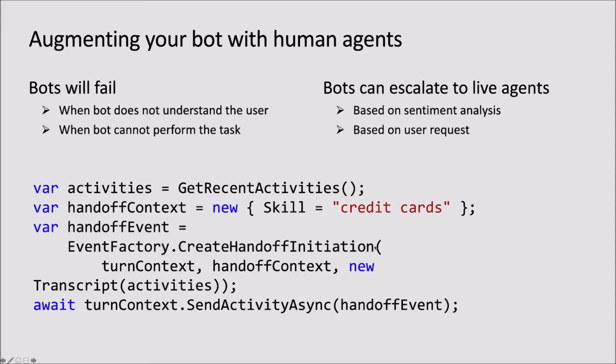When a bot detects the need to hand the conversation over to an agent, it signals its intent by sending a handoff initiation event, as shown in this C# code snippet. The event contains two components: the context of the handoff request that's necessary to route the conversation to the right agent, and the transcript of the conversation. The agent can read the conversation that took place between the customer and the bot before the handoff was initiated.